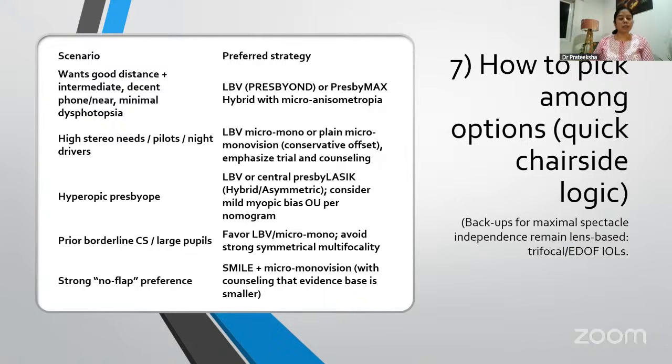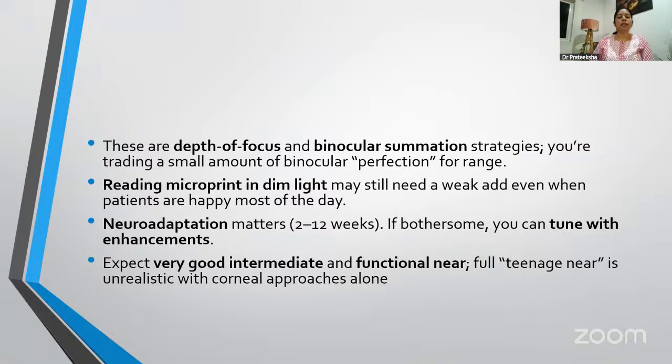Prior borderline contrast sensitivity, large pupil, then favor LBV micro-mono; avoid strong symmetrical multifocality. Strong no-flap preference, then SMILE plus micro-monovision with counseling that the evidence base is smaller. These are depth of focus and binocular summation strategies. If you are trading a small amount of binocular perfection for range, reading microprint in dim light may still need a weak add even when the patient is happy most of the day.